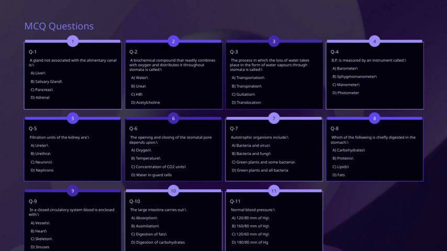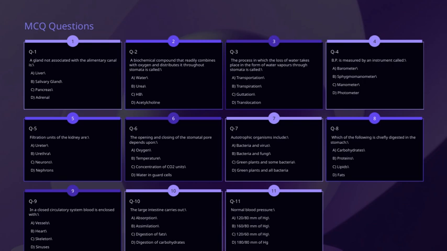Next, we have questions about measuring blood pressure. The correct instrument for measuring blood pressure is the sphygmomanometer. Normal blood pressure values are around 120/80 mm of Hg, which is considered healthy for most adults. Understanding these standards helps us monitor cardiovascular health effectively.